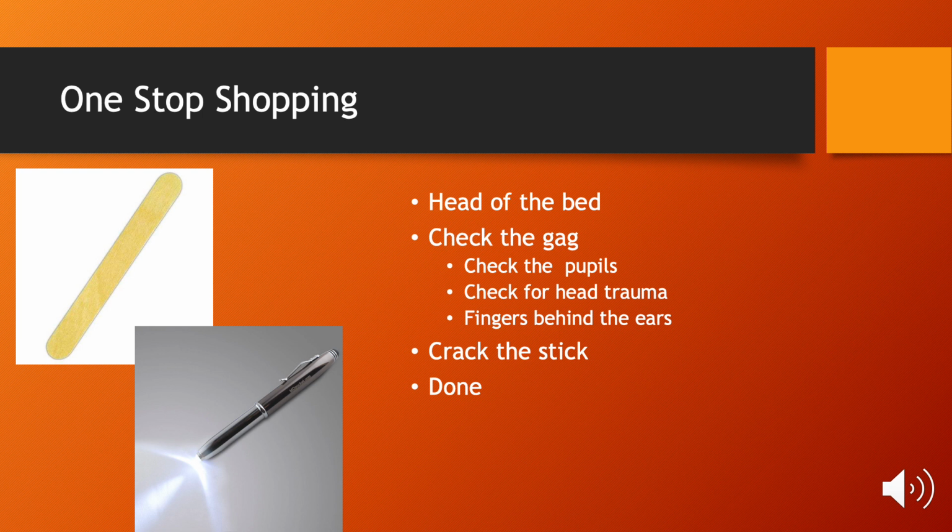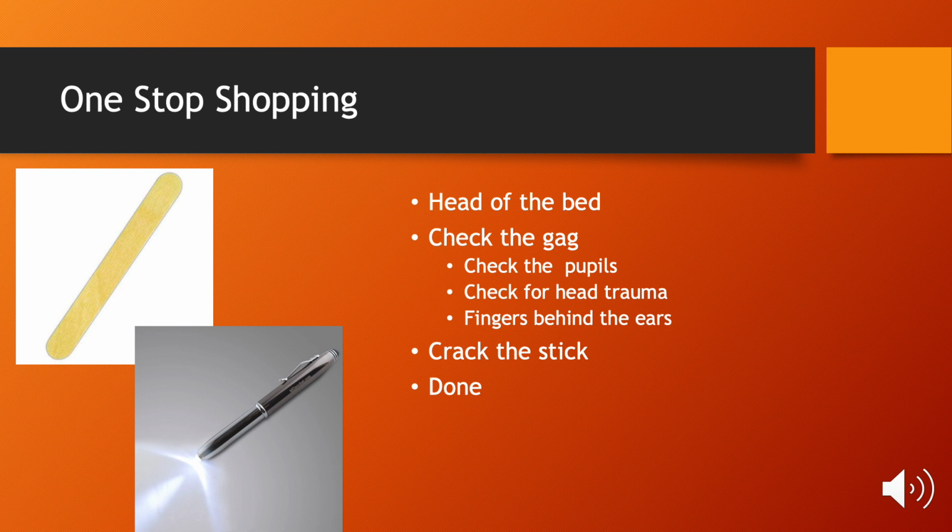Check for evidence of head trauma. Try the finger behind the ears Vulcan maneuver to see if you can wake the patient up. Then crack the stick. Scrape the palms. Scrape the soles of the feet. See if the patient withdraws equally on both sides. Facial grimacing should also be watched. And then you're done.